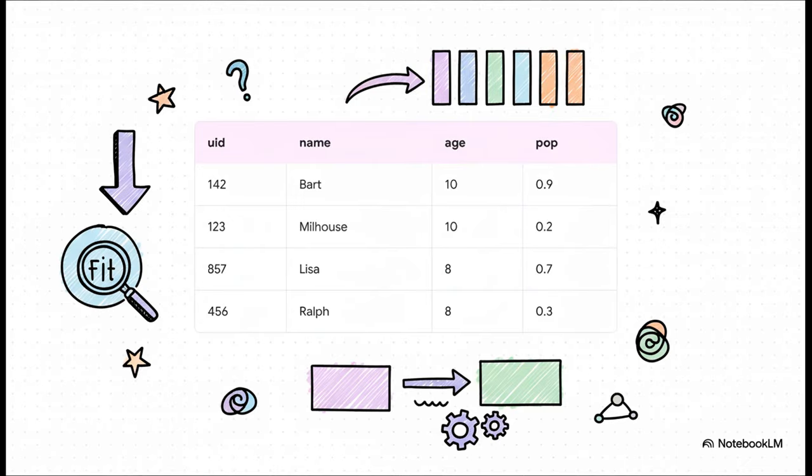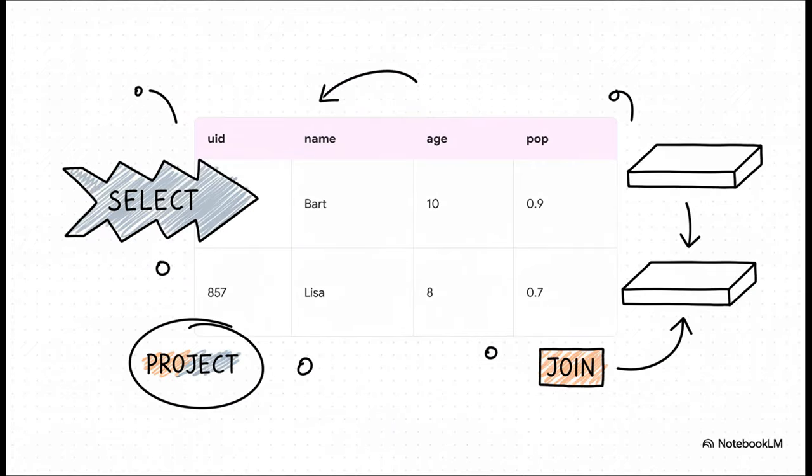So let's use this simple user table as an example. We've got a user ID, a name, their age, and some kind of popularity score. Pretty straightforward. Now, if we apply a selection and say, hey, only show me users with a popularity greater than 0.5, boom, we get this. We've just horizontally sliced the table, keeping only Bart and Lisa. The other rows? Gone. Filtered right out.